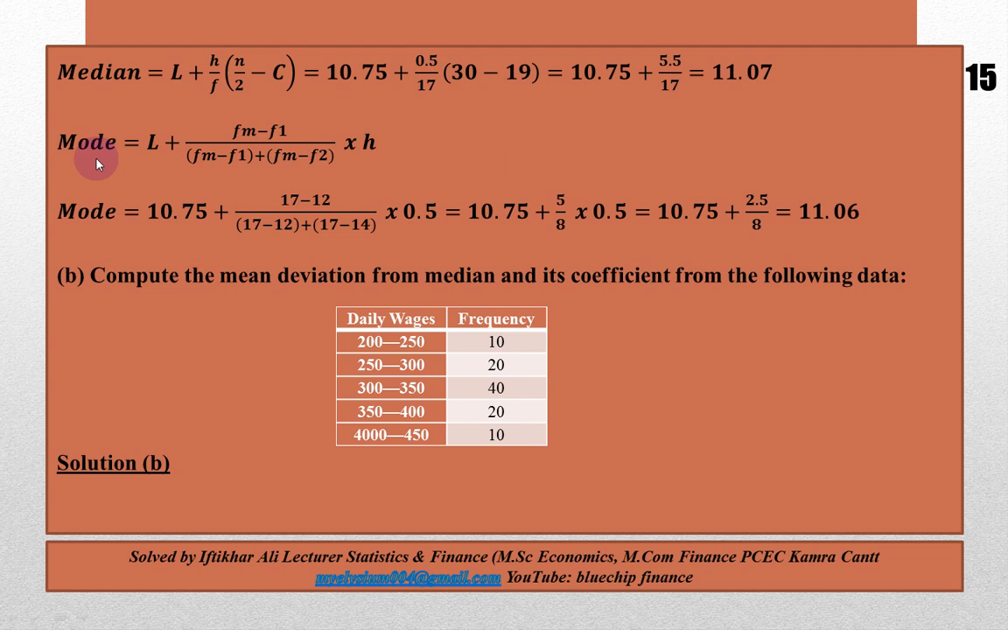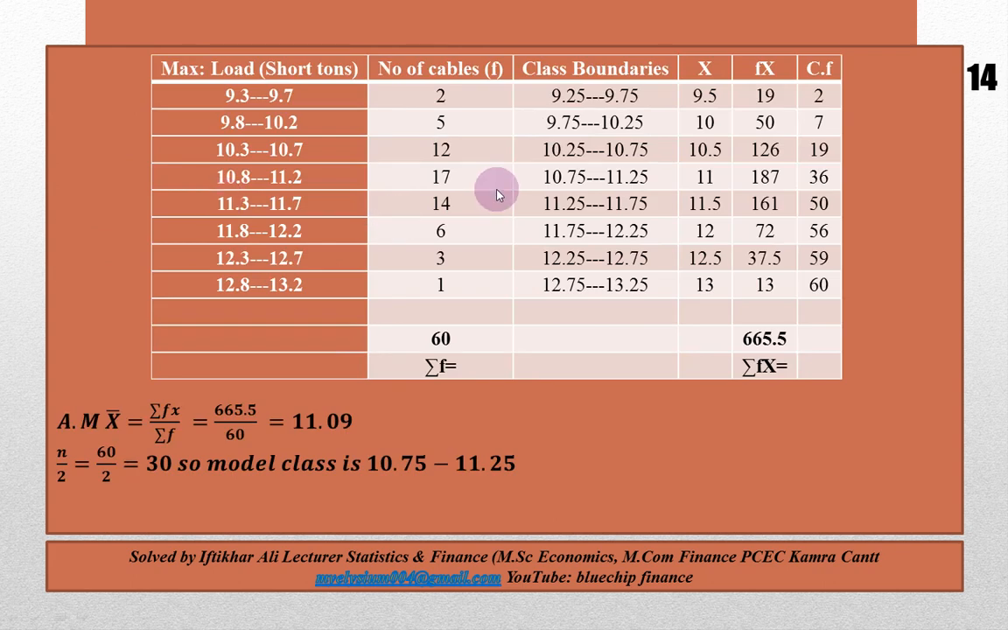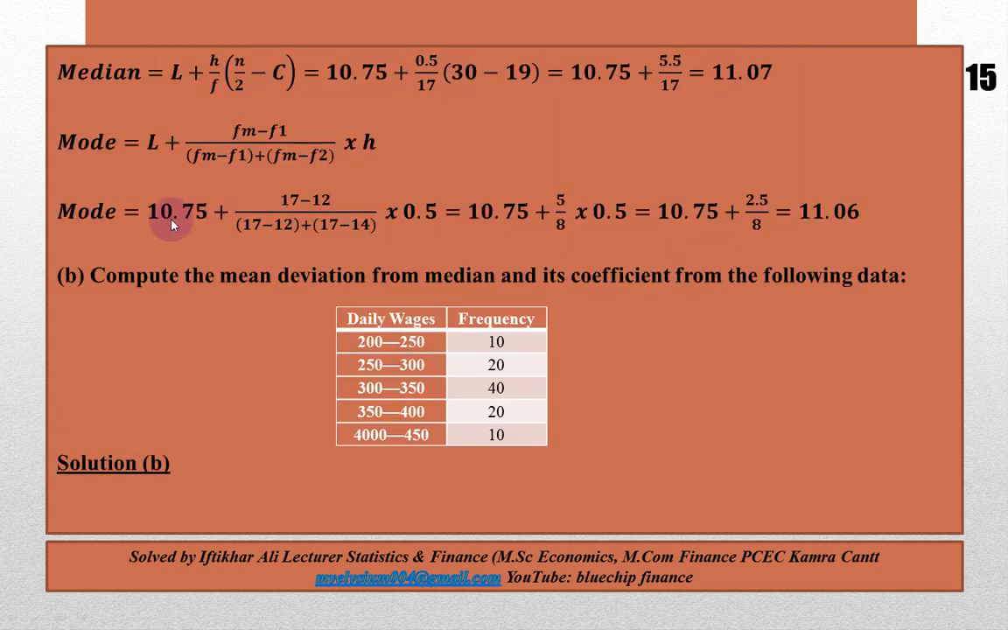And the calculation of mode: L plus (Fm minus F1) over (Fm minus F1 plus Fm minus F2), multiplied by H. How do we select the modal class for mode? Simple. The modal class is the one which has maximum frequency. So maximum frequency is 17. So it will be Fm, and 12 will be F1, and 14 will be F2, and 10.75 will be L. And H, already discussed, is 0.5. So after putting the values into the formula, mode will be 11.06.